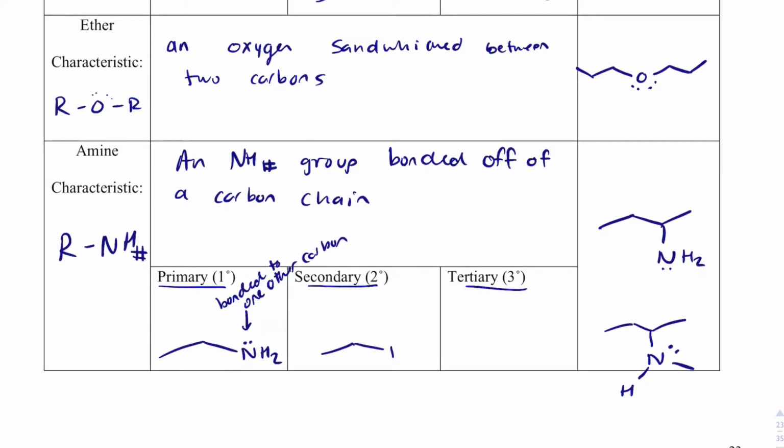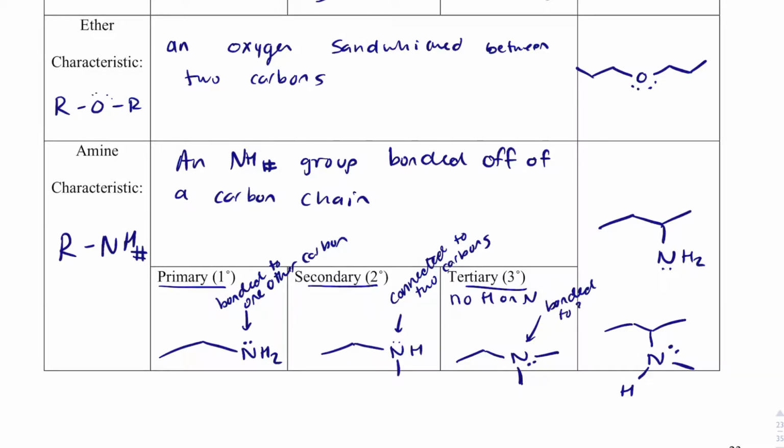If we wanted to make it secondary, we make it NH and then we put another carbon there. And this is secondary because it's bonded or connected to 2 carbons. And if it were tertiary, this is going to have no H on N, and that makes sense to me because if we already have 3 carbon groups on it, we don't need an H to get that 3rd bond. So this is bonded to 3 carbons.